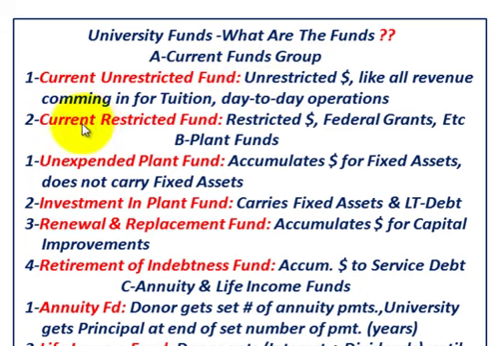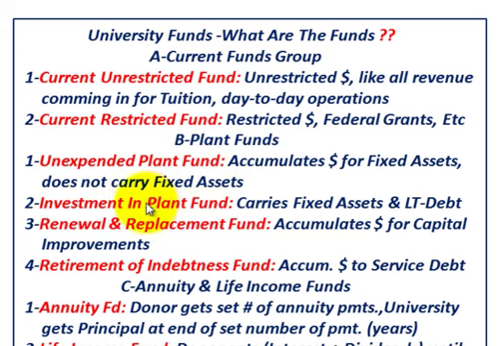Then you have the current restricted fund. That's where you have restricted dollars. Those would be like federal grants and so on. And then we move down into our plant funds, and we really have four of those here. First, you'd have the unexpended plant fund. That's where it accumulates dollars for fixed assets. It does not carry any fixed assets in that fund.